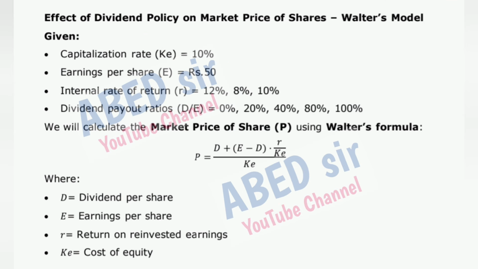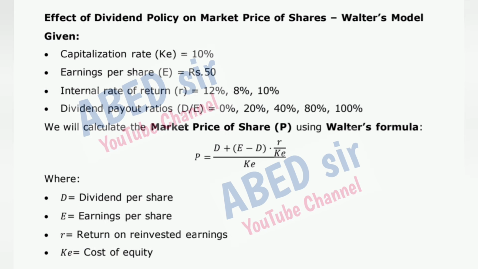Effect of dividend policy on market price of shares, Walter's model. Given: capitalization rate, K, is equal to 10%. Earnings per share, E, is equal to 50 rupees. Internal rate of return, R, is equal to 12%, 8%, 10%. Dividend payout ratios, D/E, is equal to 0%, 20%, 40%, 80%, 100%.